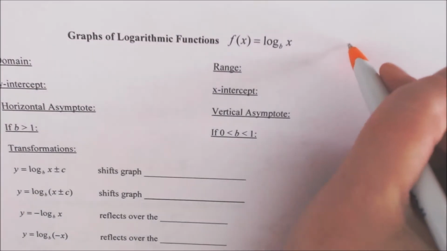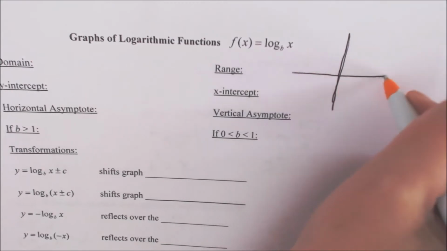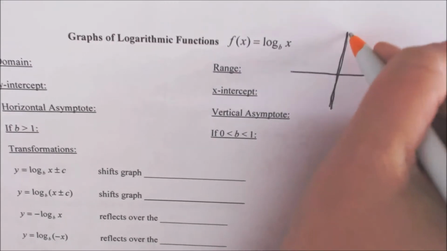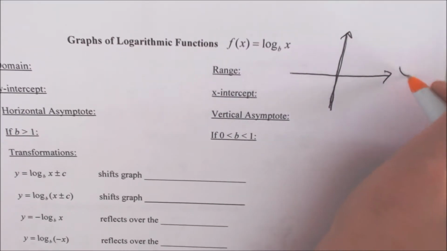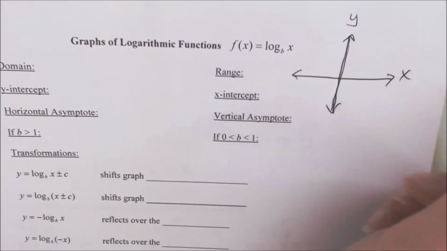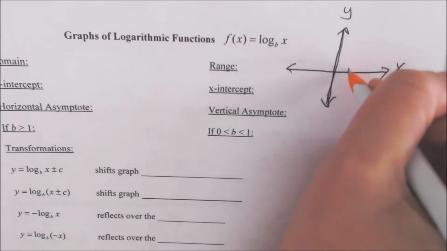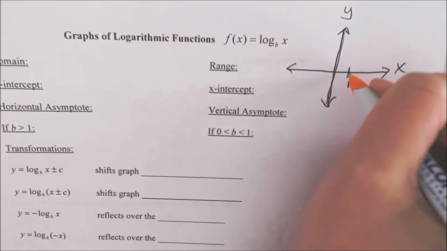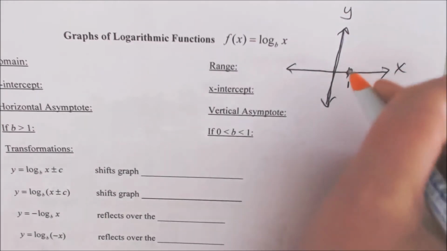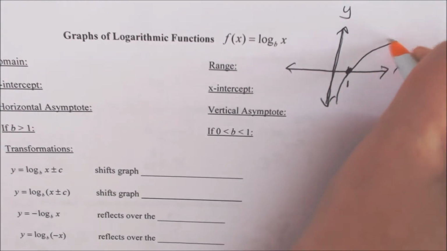First, let's talk about what the basic log graph looks like. Let's make a quick little sketch here on our paper. So we've got our x-axis and our y-axis. And it's going to be an increasing function the entire time, just like the exponential function is. However, instead of going through 1 on the y-axis, it's going to go through 1 on the x-axis. So it's going to have an x-intercept of 1, and it's going to be increasing just like this.